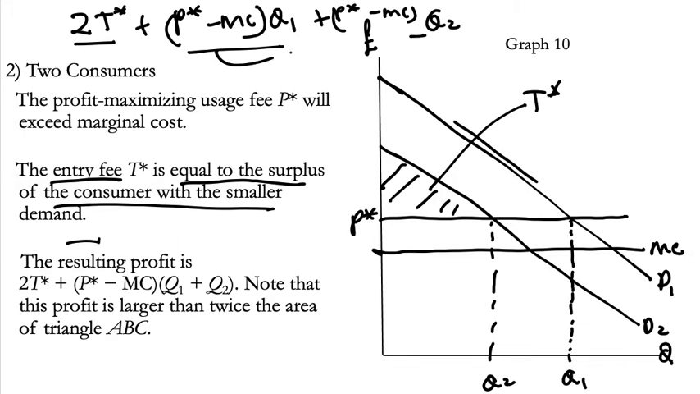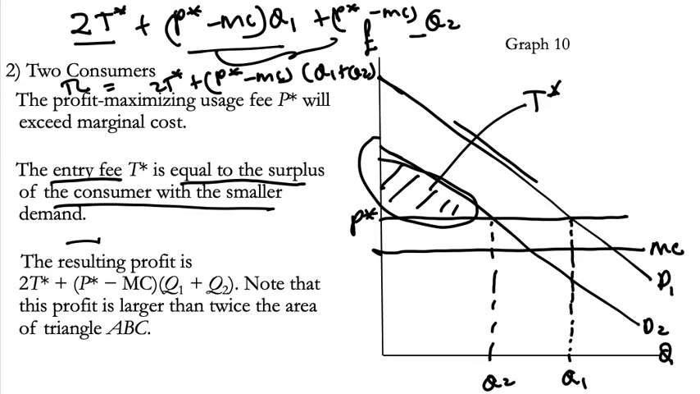Okay. These two you can factorize. It becomes P star minus MC, Q1 plus Q2 in bracket, and then you have 2 times T star. And then this one is what we call total profit. Okay, so note that this total profit is actually larger than twice the area of what? Twice the area of entrance fee. So 2 T star is smaller than the total profit that we have here. Okay, so that's for 2 consumers.